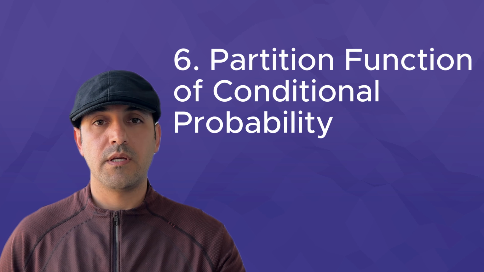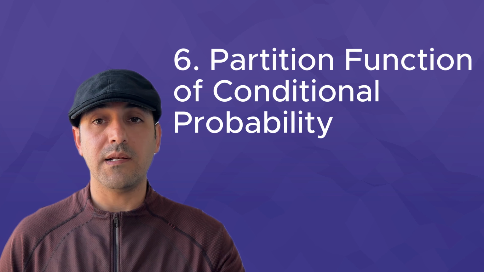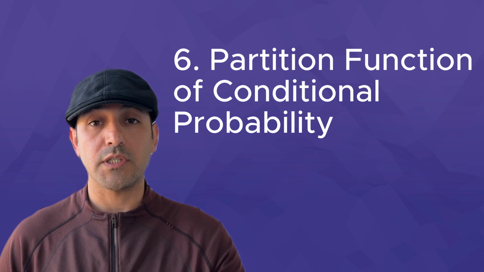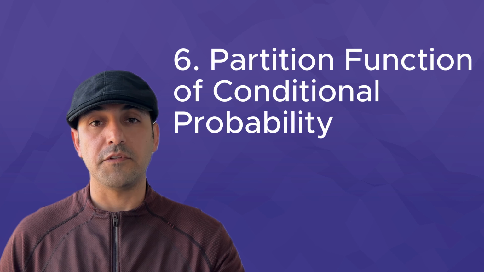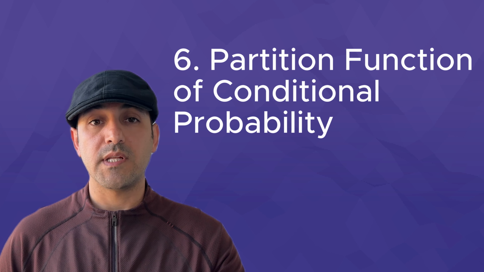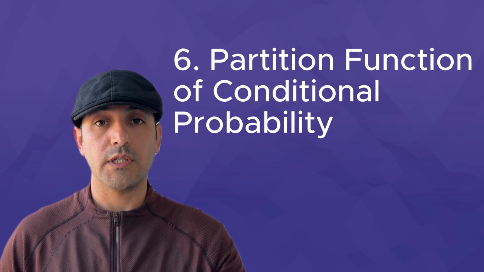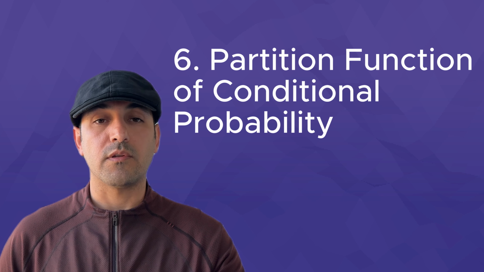Step 6. Use the perturbation theory to analytically calculate the partition function of the conditional probability of the target variable given the feature variables, and use that to find an analytic solution for the expected value of the target variable. This expected value is our prediction for the target variable.